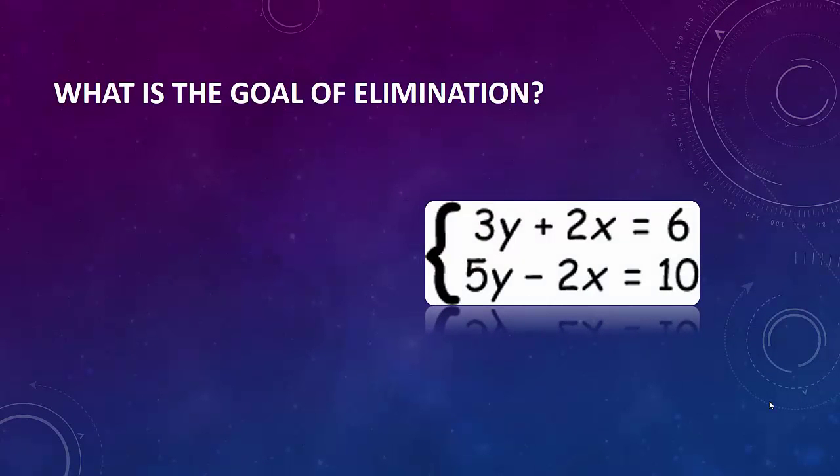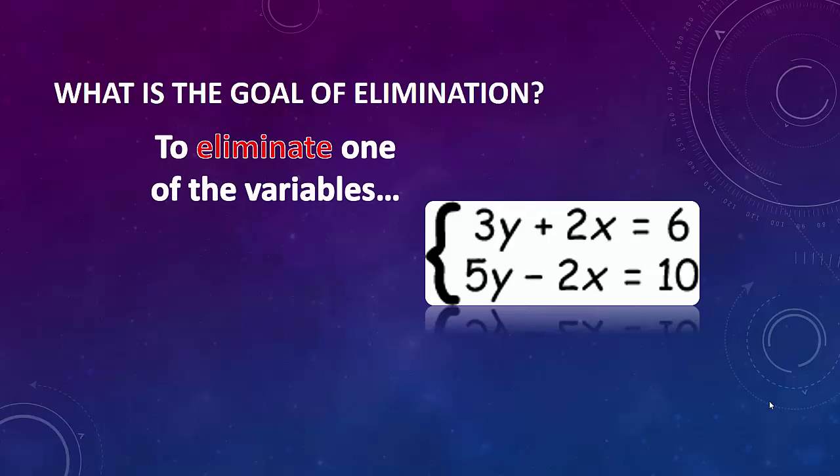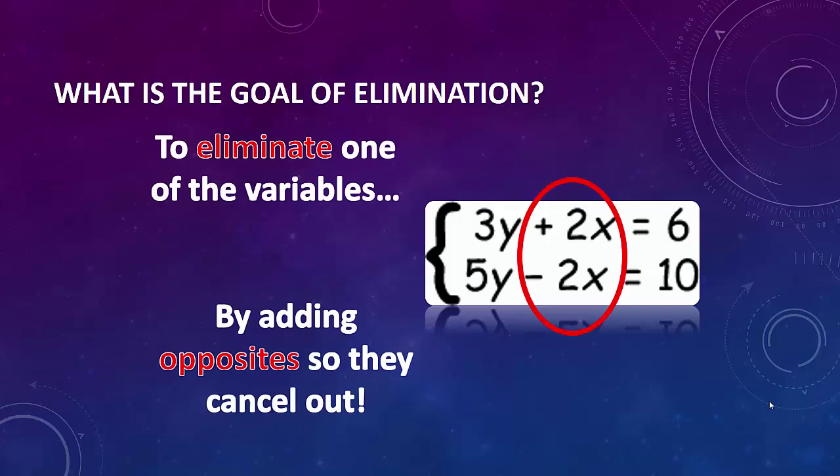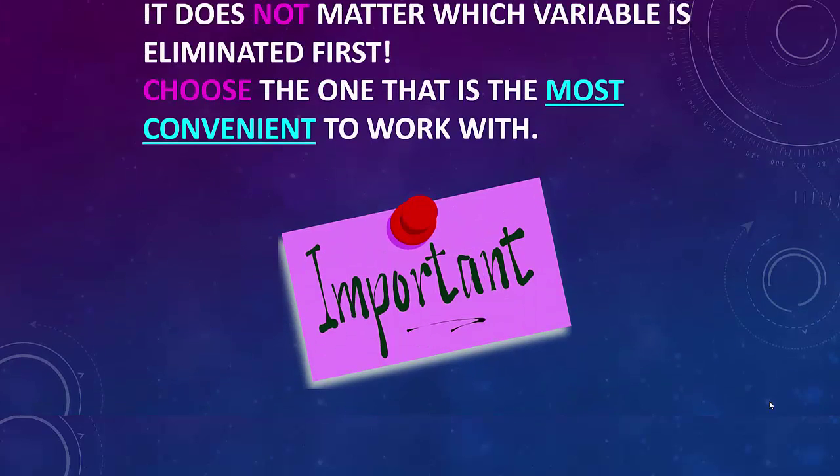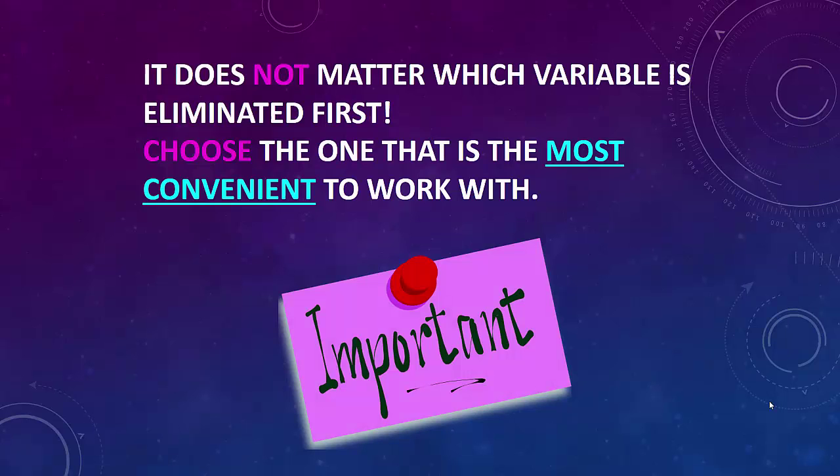Alright, so as far as elimination, the goal of it is basically to eliminate one of the variables. Like in this case, we have a positive 2x and a negative 2x, so that when we add these two together, it zeroes out, leaving you with just the y's. Alright. It doesn't matter which variable you eliminate first. You pick the one that's easiest to work with and roll with that. You can get rid of the x's first, the y's first, doesn't matter.